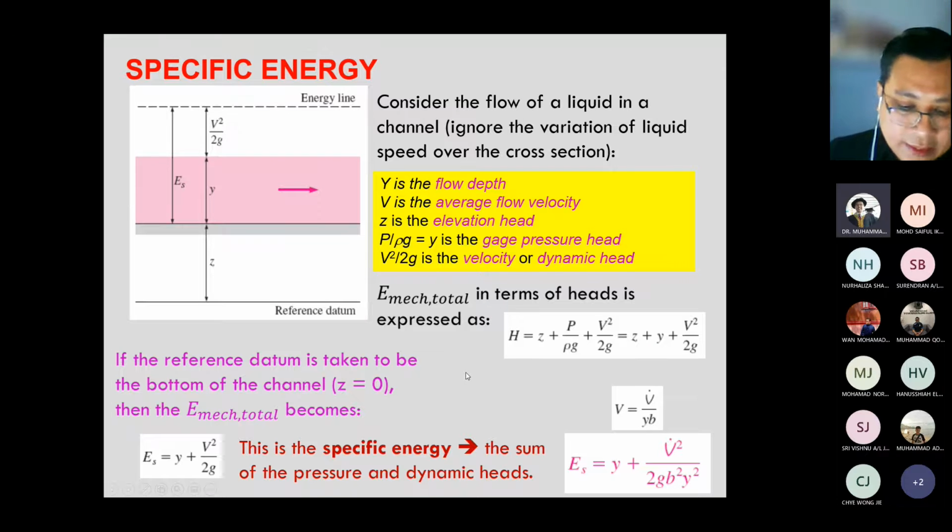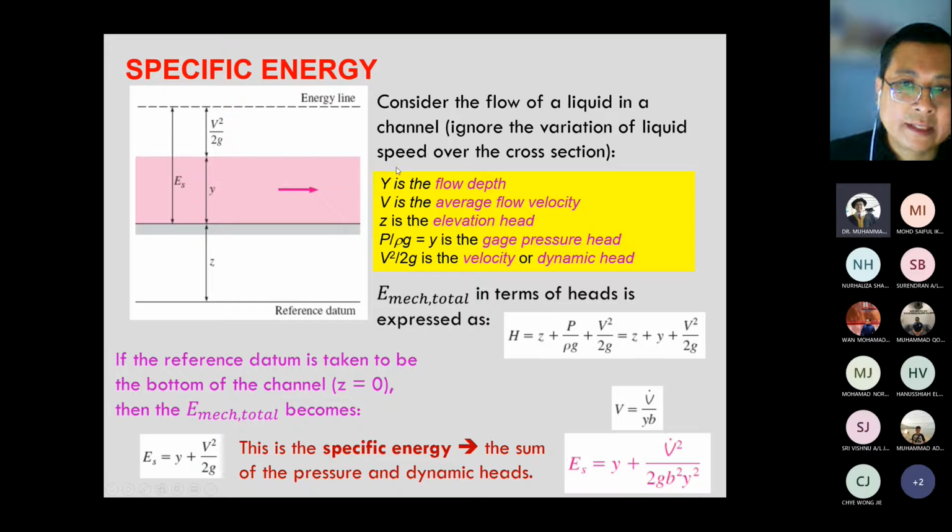Okay, another thing we can measure is specific energy in the open channel. So there is more energy. The flow of a liquid in the channel, this one in an open channel. So we use the energy equation brought by Bernoulli. So we can use this formula.